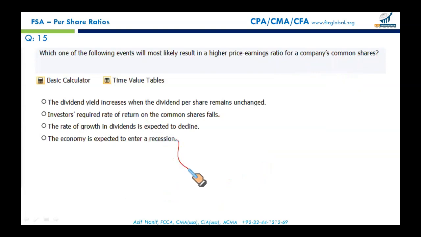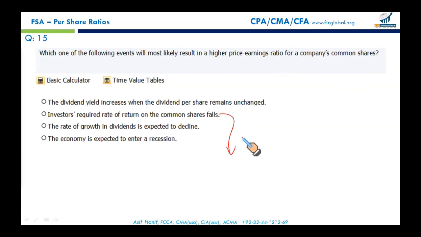What about D? D says economy is expected to enter a recession. When an economy enters recession, stock market collapses. Not collapses, it at least results in falling volumes. Indexes fall. So the market price of most of the shares will fall. So when the market price falls, your price earning ratio will fall also because of the decrease in market price. So this is wrong also. So A, C, and D are wrong, because all these are resulting in the lower price earning.